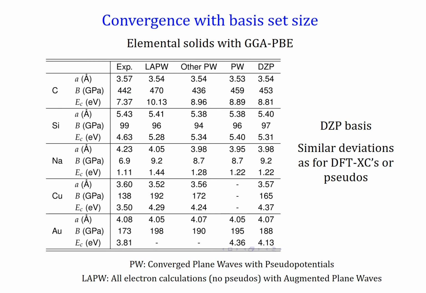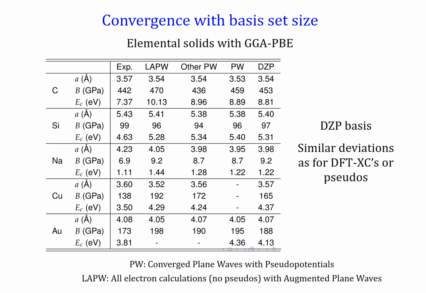Here you have also a little bit more general comparison with a simple system: elemental solids, from diamond, an insulator, silicon, a semiconductor, and three different kinds of metal: a simple metal, a transition metal, and a noble metal. And you can see lattice parameter, bulk modulus, and cohesive energy as different kinds of properties. And here you have a comparison between experiment, all-electron calculations with DFT using augmented plane waves, then with plane waves and pseudopotentials, with two different pseudopotentials, and with pseudopotentials and double zeta p. Those are the different columns there.